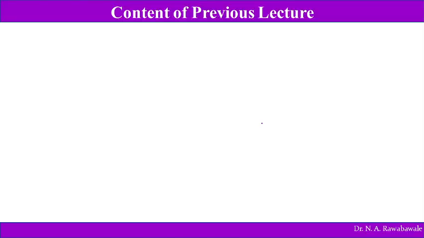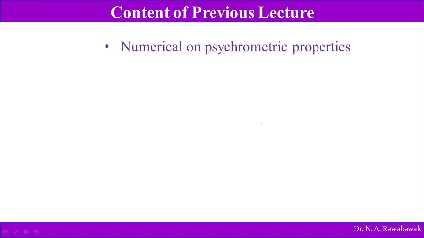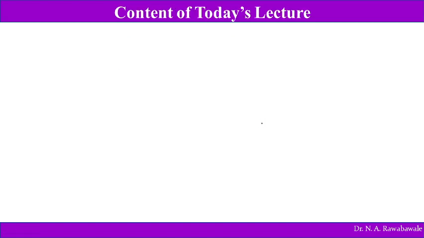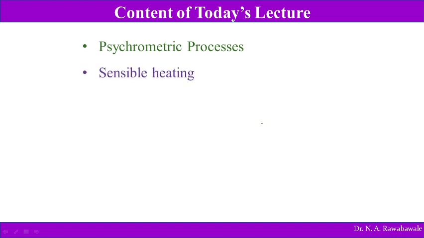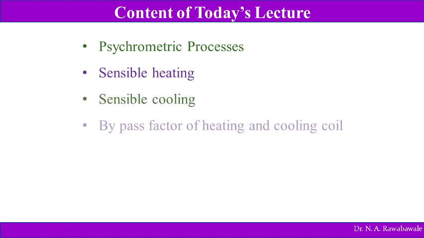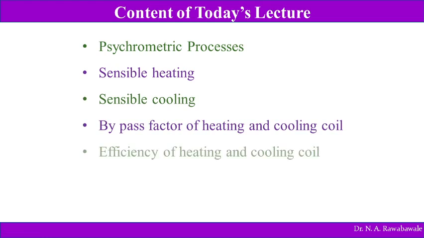In the previous lecture, we discussed a numerical on psychrometric properties and use of the psychrometric chart. So today we are going to discuss the psychrometric processes such as sensible heating, latent heating, humidification, dehumidification, and so on. For today we are going to discuss sensible heating and sensible cooling, the bypass factor of heating and cooling coil, efficiency of heating and cooling coil, and a numerical.